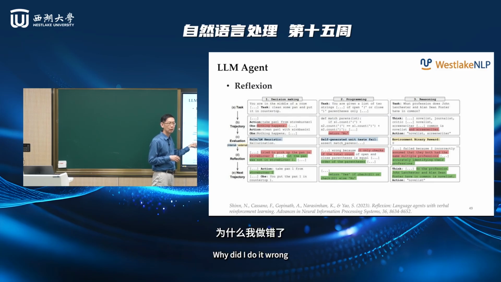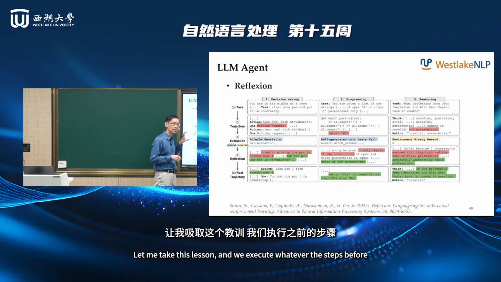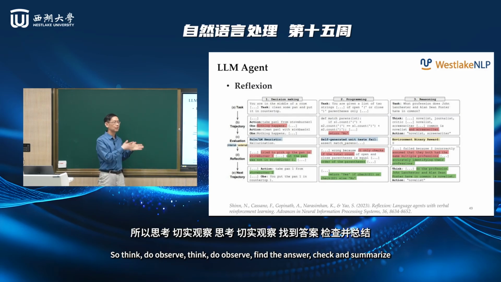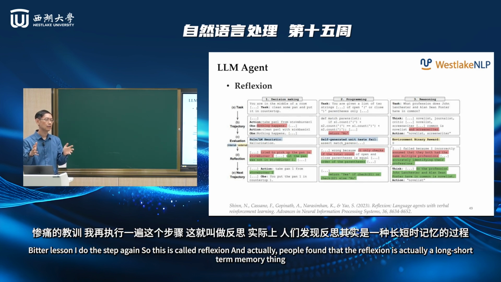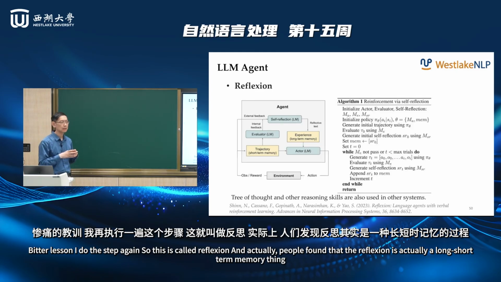Okay, I did something, it was wrong. Why did I do it wrong? Oh, maybe I did one step incorrectly. Okay, let me take this lesson and re-execute whatever the steps before. So think, do, observe, think, do, observe, find the answer, check, and summarize. Bitter lesson, I do the steps again. So this is called reflection.